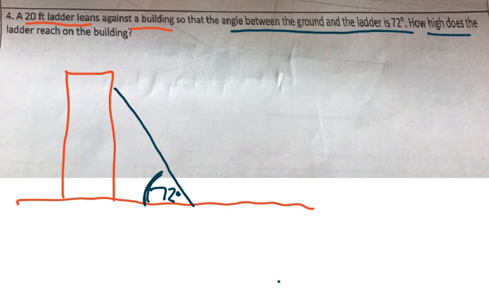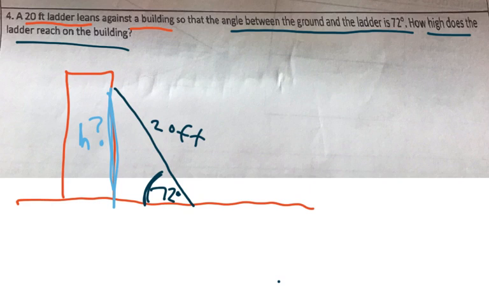And they want to know how high will the ladder reach on the building. So basically, they want to know what this is right here. That's our question. So we might as well call it H for the height, right? But you could call it X or any letter you want. So what else do we know? Oh, it is a 20-foot ladder. Can't forget that. So now we have all the information we need.